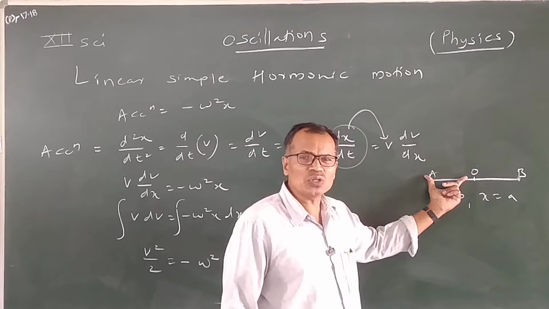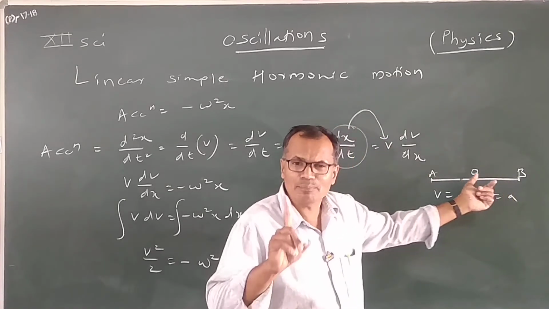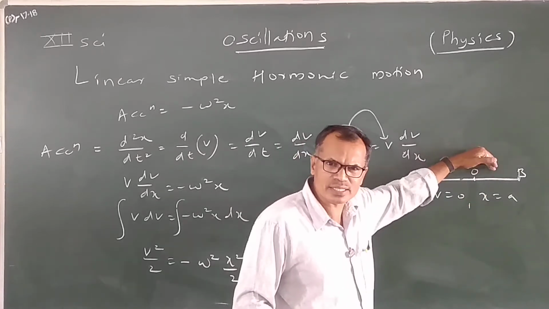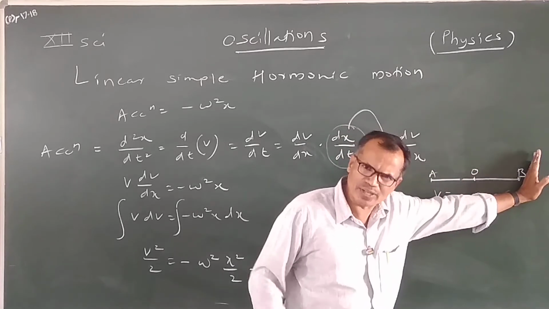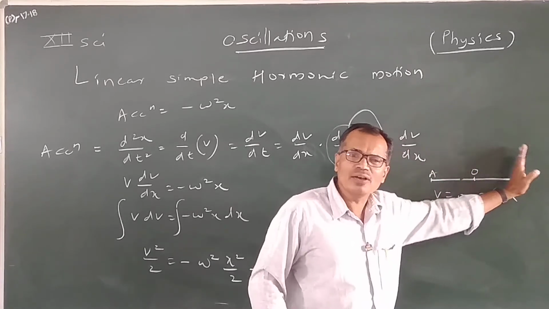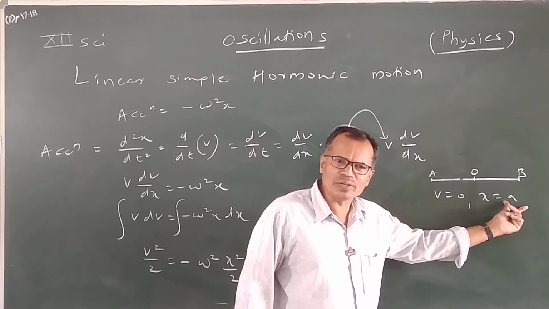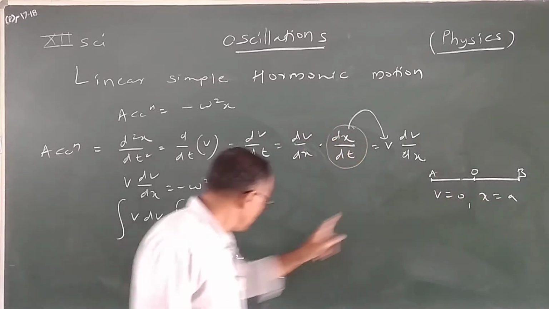That is OA is equal to small a. OB is equal to small a. That is called as amplitude. That is called as maximum displacement. I am using the boundary conditions that when the particle is at extreme point A or at extreme point B, at these points, velocity becomes 0. That is v is equal to 0 when x equal to a. Now put the values of v is equal to 0 and x equal to a in this equation.